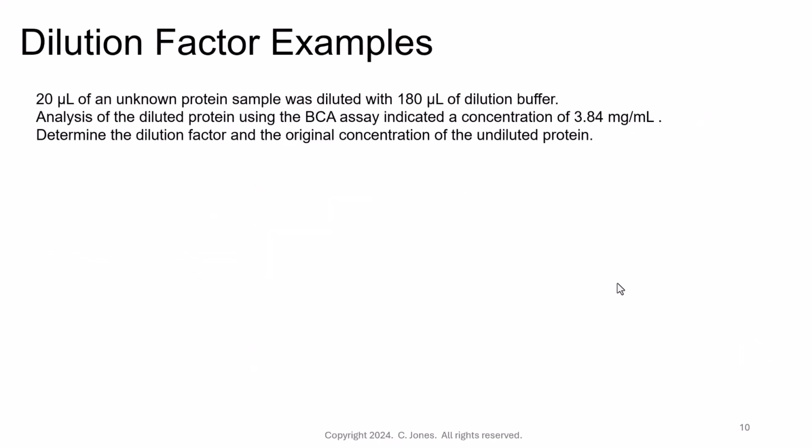All right, next problem. 20 microliters of an unknown protein solution was diluted with 180 microliters of dilution buffer. Analysis of the diluted protein using the BCA assay indicated a concentration of 3.84 milligrams per mil. Determine the dilution factor and the original concentration of the undiluted protein. Okay, so really, this is two problems. We have 20 microliters, our starting volume, diluted with 180 microliters. So V1 is going to be 20 microliters.